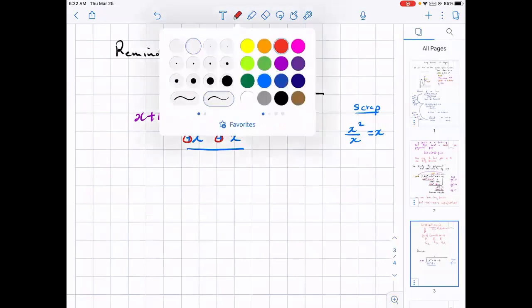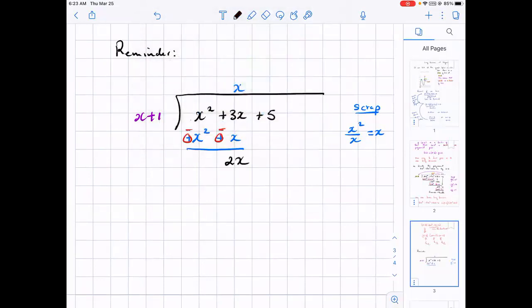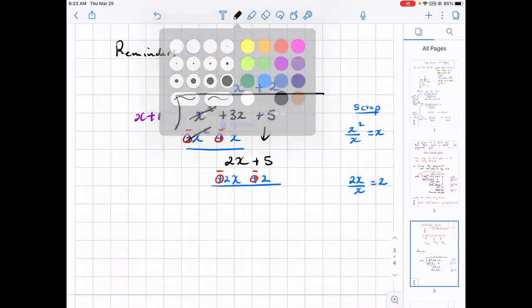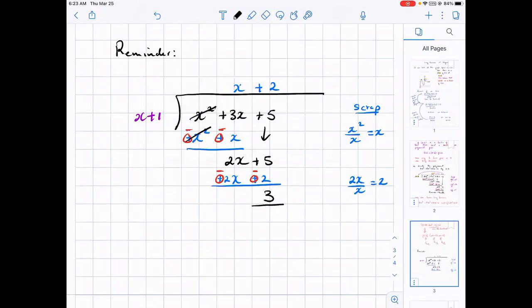So we have 2x here. This will cancel out. And if we bring down the plus 5, and we repeat the process again, 2x divided by x, that is equal to 2. So here we write a plus 2. And then we multiply, so this becomes positive 2x plus 2, okay? And if we change the sign, this becomes a minus, that becomes a minus. So we have here a remainder of 3, okay?